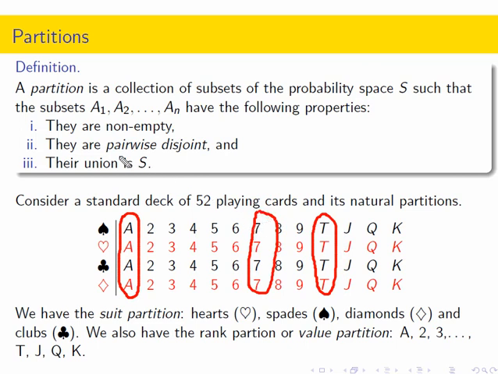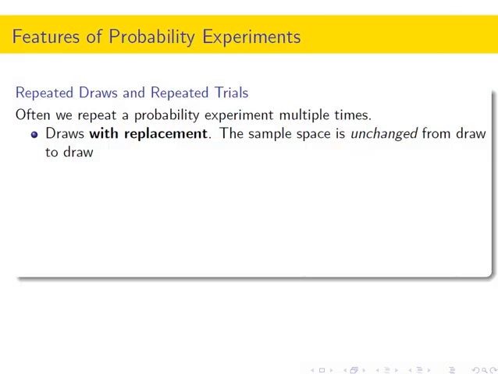And what's true, notice that they're pairwise disjoint. I'm either a 7 or a 10. I can't be both a 7 and a 10. None of these subsets is empty. We have 13 values and each of them has 4 cards, and the union is S. No matter what card I pick, it's going to be in one of the 13 value subsets. So that's a quick overview of partitions before we get started.